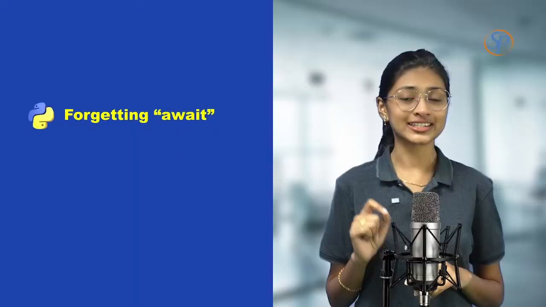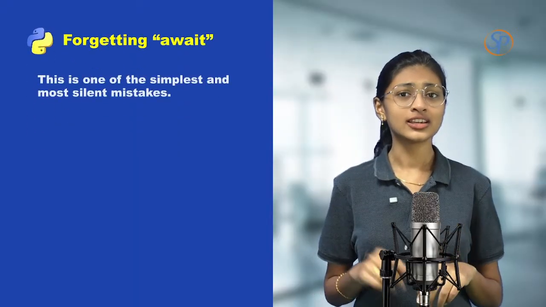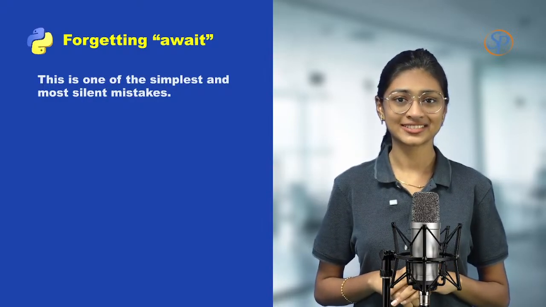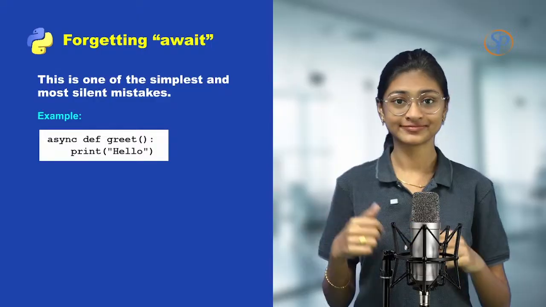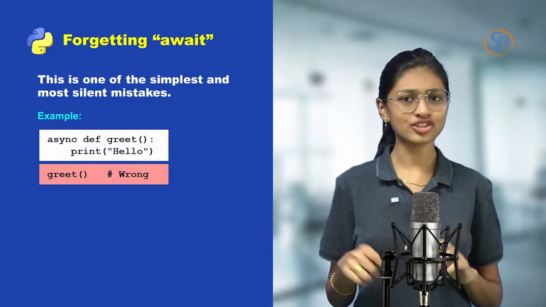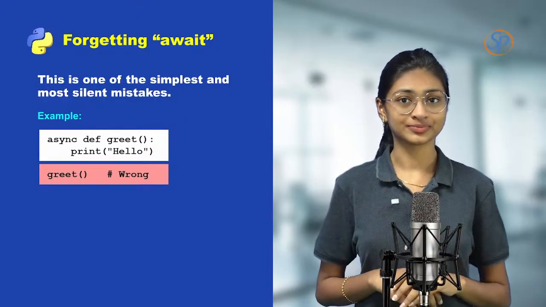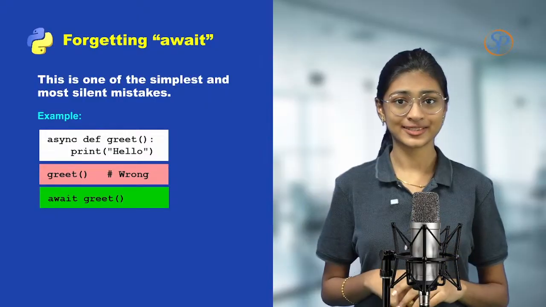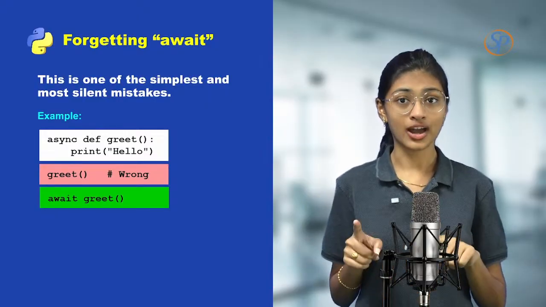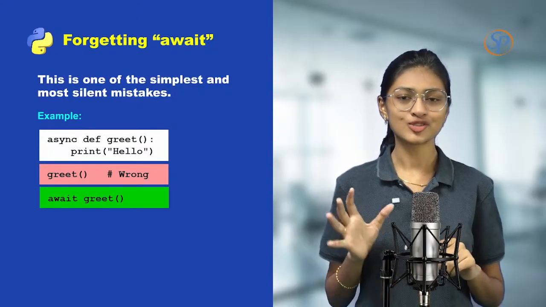Second one, forgetting await. This is one of the simplest and most silent mistakes. For example, this does not run the function. It only returns a coroutine object. The correct version is this. If you forget await, nothing runs. But Python doesn't warn you. This makes it tricky for beginners.